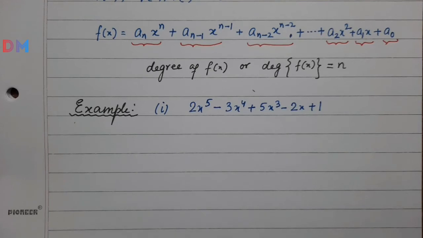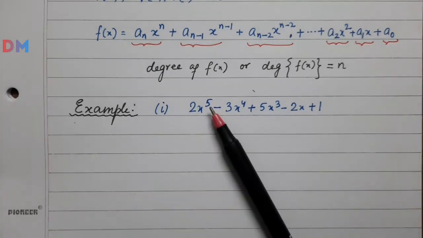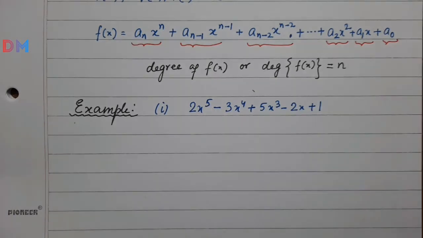Now the next question is, what is the degree of this polynomial? Yes, this is the leading term. And what is the exponent of the variable of this leading term? It is 5. So we can say that the degree of this polynomial is 5.